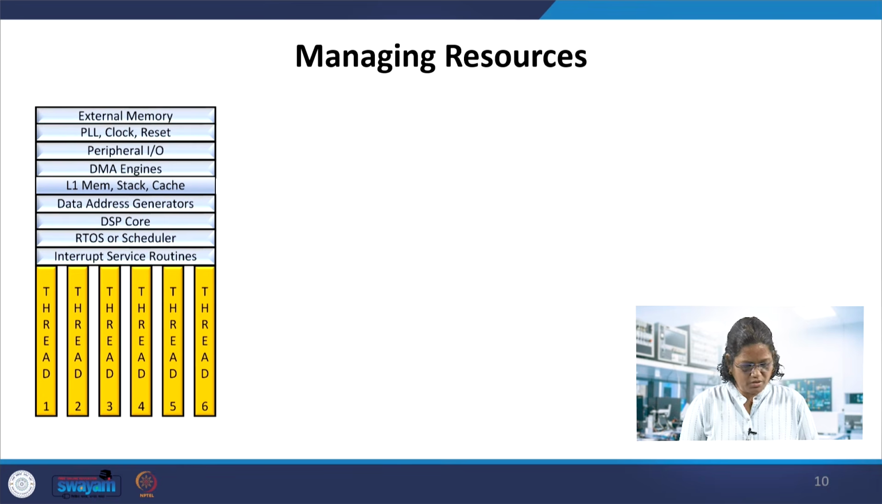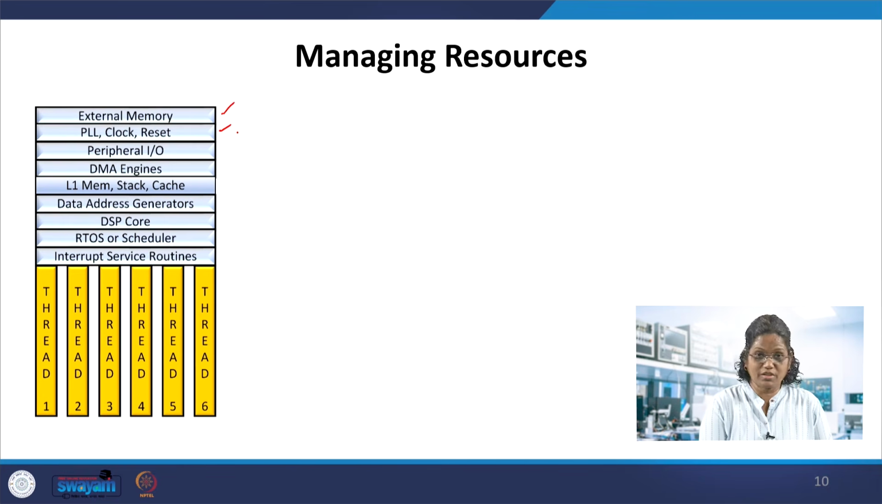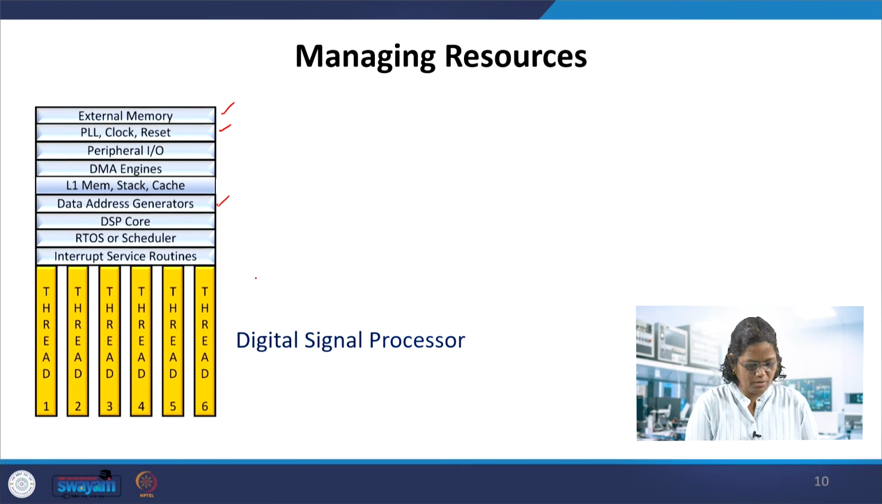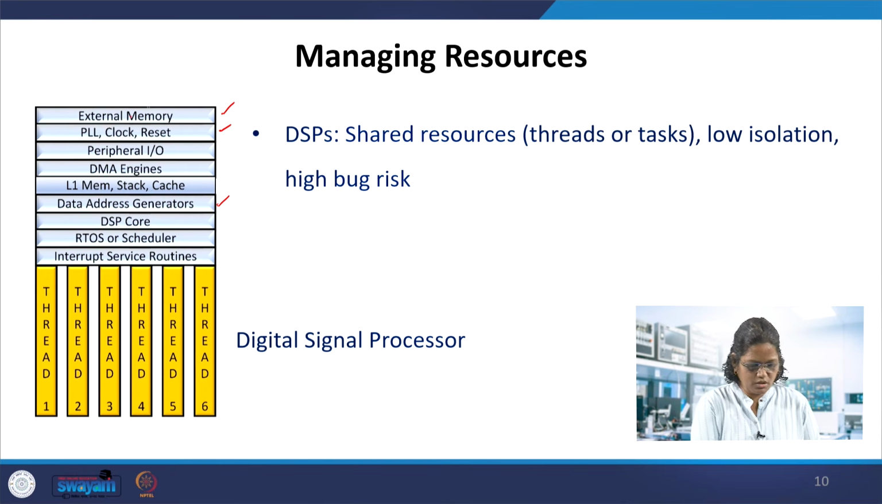So this DSP processor has this external memory, PLL, phase lock loops, clock reset, and then the peripheral IOs, DMA engines, direct memory access engines, and memory, stack, cache, and data access address generators, DSP core, RTOS scheduler, and then interrupt service routines. So there are threads. The task to be performed here is called a thread. The 1, 2, 3, 4, 5, 6 threads are available in this block diagram of the digital signal processor, and we consider only the software development of the processor. These resources which are available in the DSPs are shared by the threads or the tasks. That's what is shown here in the diagram.